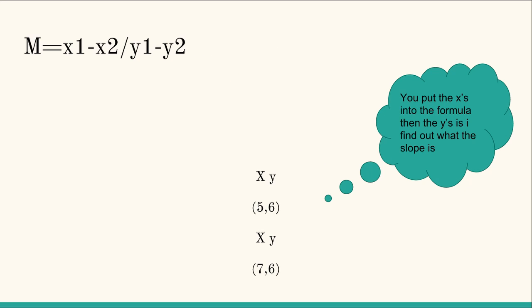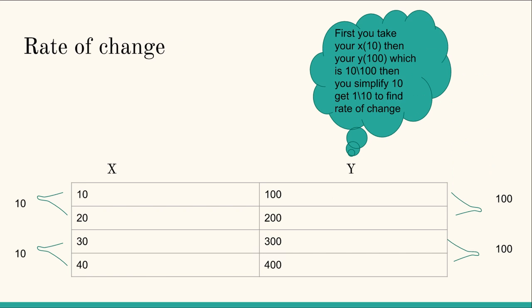Here we have m equals x1 minus x2 and y1 minus y2. This is a formula to find out what your slope is. Rate of change equals change in y and change in x. Rates of change can be positive or negative. This corresponds to an increase or decrease in the value between the two data points. When a quantity does not change over time, it is called zero rate of change.